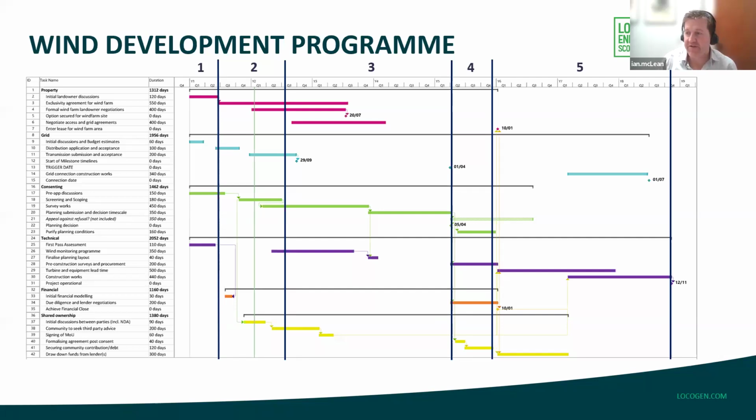So on the technical side of things, which is the purple, most of the works are loaded into the post-consent and construction phase, with wind monitoring being one of the initial layout works, and wind monitoring being the sort of works that are ongoing alongside the consenting works.